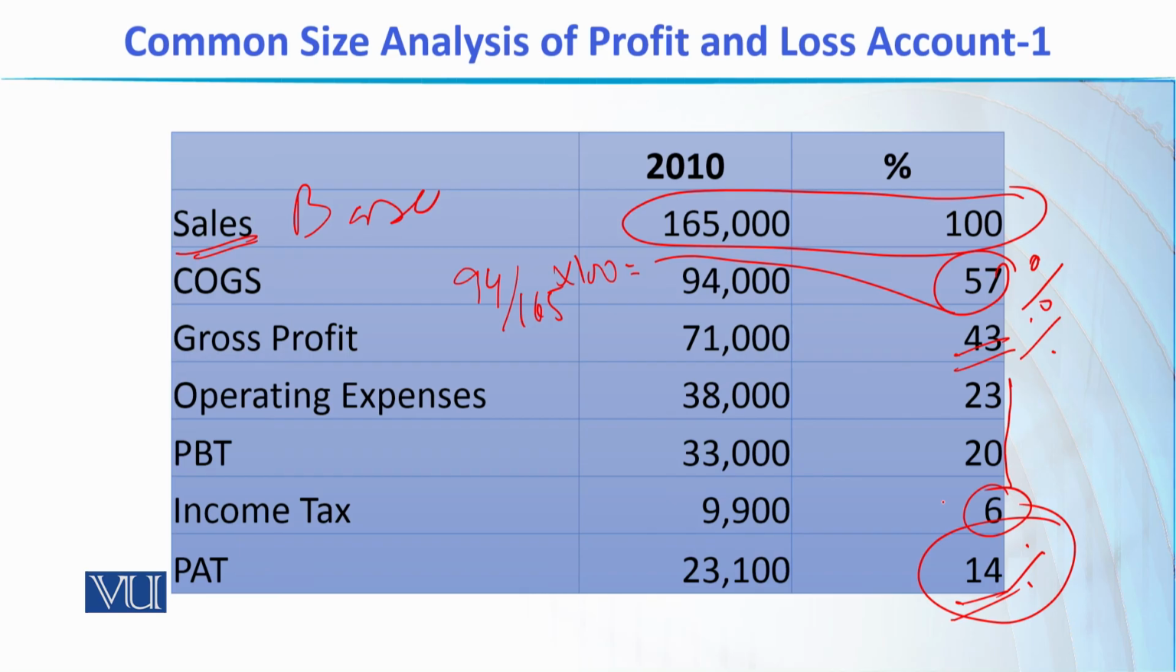If you remember, this is the value which we also called the profit margin, that is, profit after tax divided by sales also gives us the profit margin figure. So profit margin in this case is 14%.